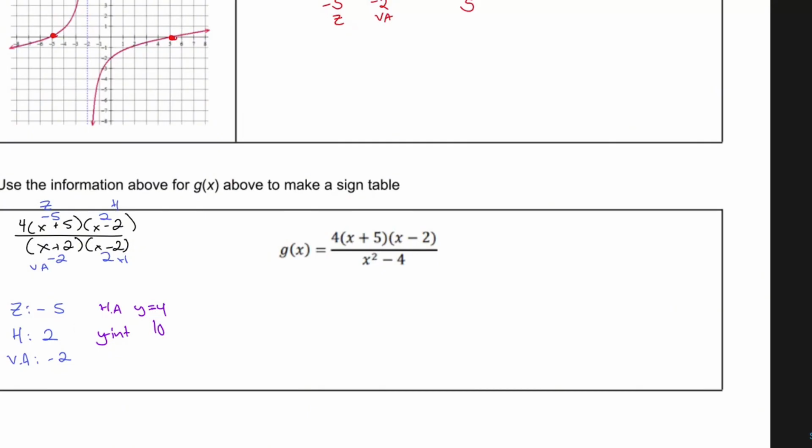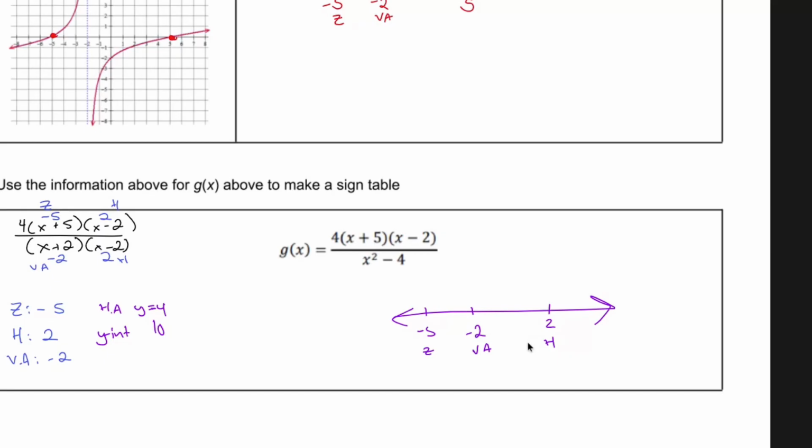All right. Okay, so sign chart. I care about all of this information. The holes not so much, but I'm still going to put it in there. We have a 0 at negative 5. We have a vertical asymptote at negative 2. We have a horizontal asymptote at y equals 4, but I'm not going to write that out. We have a hole at 2, not that that's going to matter. VA, hole at 2.